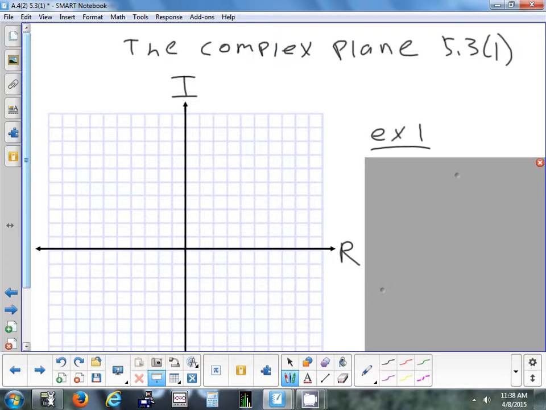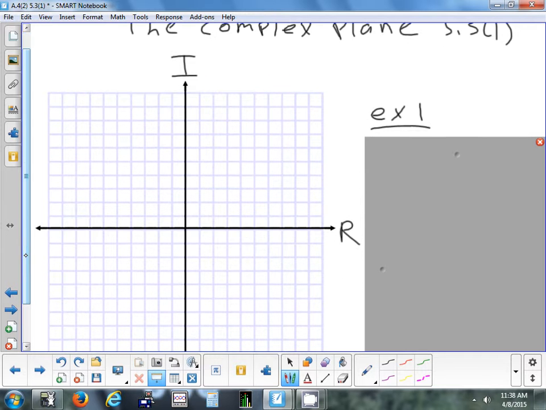All right, first thing we'll look at in 5.3, it's called the complex plane. This is kind of a separate little thing. It's basically how you graph a complex number, and it's pretty easy. On the complex plane, instead of having an x and a y-axis, you have a real axis that's horizontal, and the imaginary axis that's vertical.